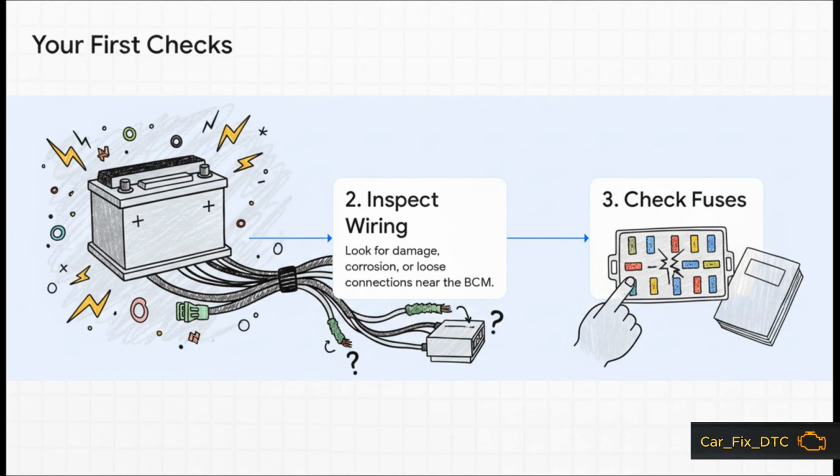So your first 3 steps are all about the basics. First, check that battery. Is it healthy? Is it fully charged? Are the terminals clean and clamped down tight? A loose connection is a classic culprit. Next, just use your eyes. Do a visual inspection of the wiring harness that goes into the BCM. See any scraped wires, any green, crusty corrosion, anything that looks damaged? And finally, check the fuses. Your owner's manual will show you which fuses protect the BCM. A simple blown fuse could literally be the whole problem.